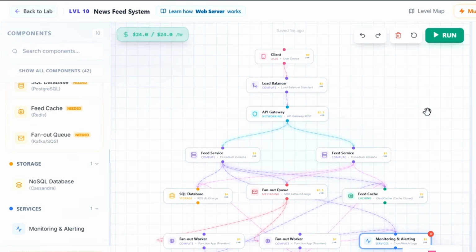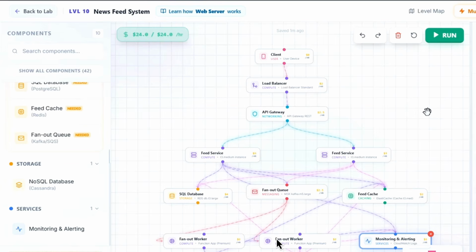Now let us summarize the write path. When a user creates a new post, the request again passes through the load balancer, the API gateway, and goes to the feed service. Now instead of updating every follower synchronously, the feed service publishes a message into our fanout queue. The fanout workers consume these messages asynchronously.